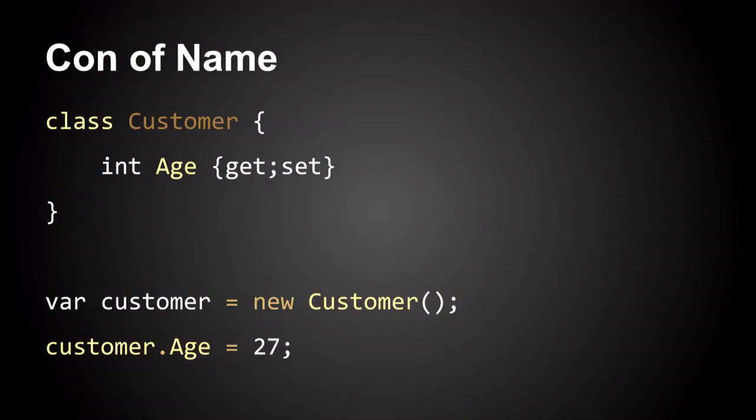All right, so we're going to start at the beginning, connascence of name. So I have a type here called customer. It's got an age property, and then I've got some client code somewhere else that creates a customer and sets the age property to 27. So I've got 1 degree of connascence of name. If I change that name property, then all of the code that uses that name property has to change.